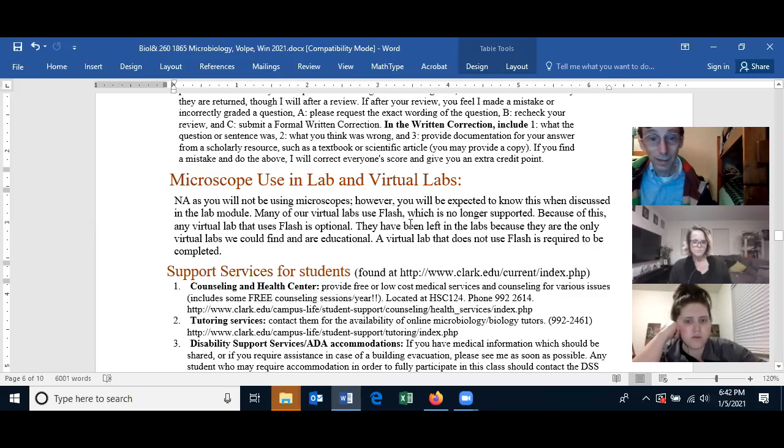I decided to make them optional because they still are very educational, and they give you a little bit of a hands-on activity for actually doing actual lab work, which you can't do online except in the virtual labs. And that's why I've kept them. Any question about that? All right.